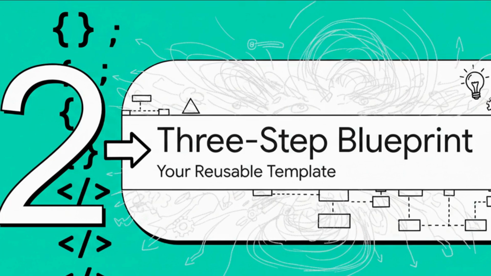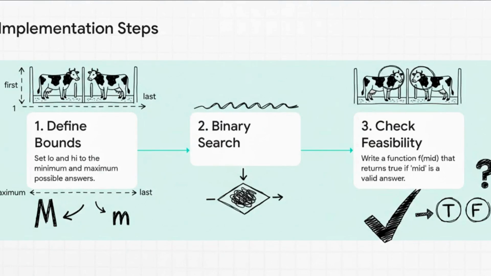Well, it all boils down to a super simple, reusable blueprint. It's really just these 3 steps. First, you define your search space. What's the smallest and largest possible answer you could ever have? For the cows, the minimum distance could be 1, and the max is just the distance from the very first stall to the very last one. Easy. Step 2, you run a standard binary search on that range.